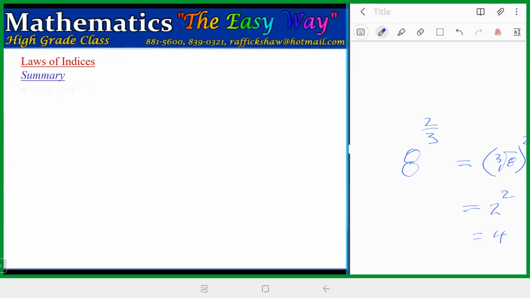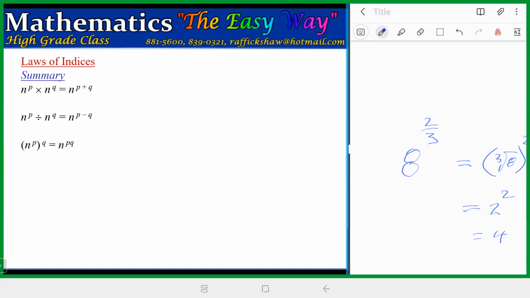Summary. This is the page that you need to know everything. This is the page that you need to screenshot and study. This is the page that has everything on it that you must know. That's the first one, multiplication. Second one is division. Third one is raising to a higher power. These are the three that you get in add maths.